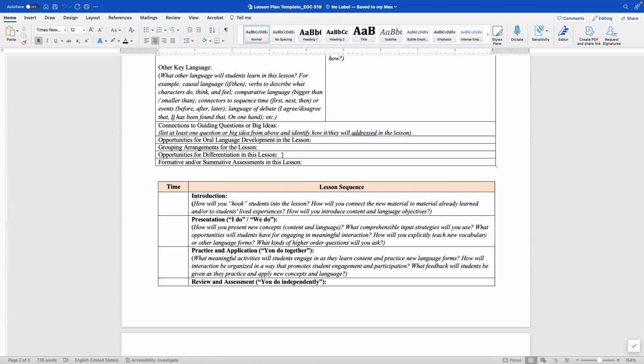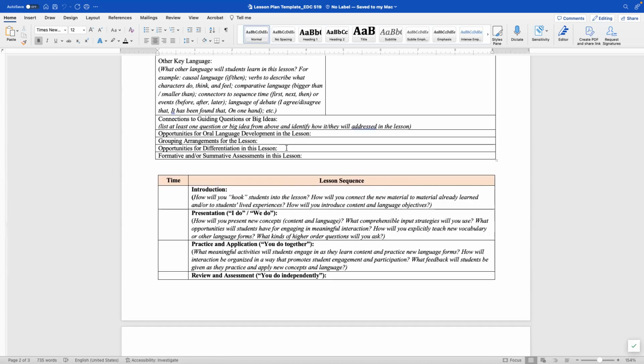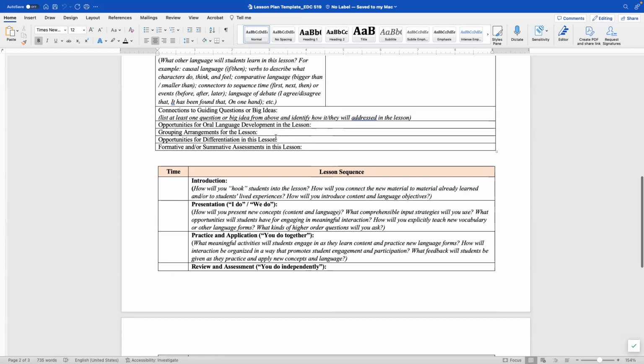Opportunities for differentiation. So this could be focused on the materials you're using. This could be the way you're thinking about perhaps working with a smaller group of students or grouping students strategically to differentiate how they're engaging with the content. It could be differentiating the task itself, having students engage with different activities based on their English language development. So thinking about how you're planning for differentiation in this lesson.